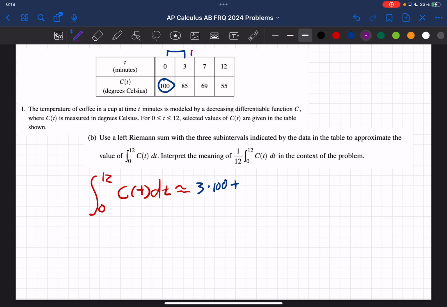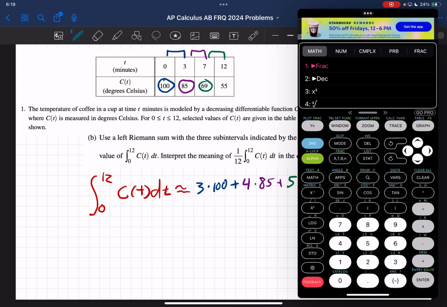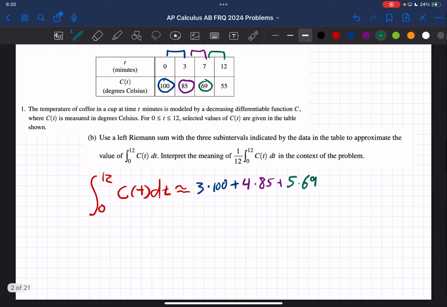And then for our second interval from 3 to 7, we're going to use the height of 85. So that's 4 times 85. And then finally, for the third, we're going to use 69, so 5 times 69. Now, this is the calculator section, so 3 times 100 plus 4 times 85 plus 5 times 69, and we get 985. So that is our approximation for the value of this integral.